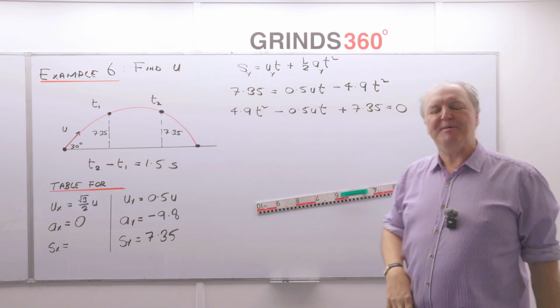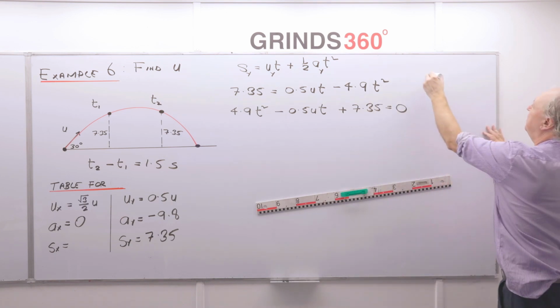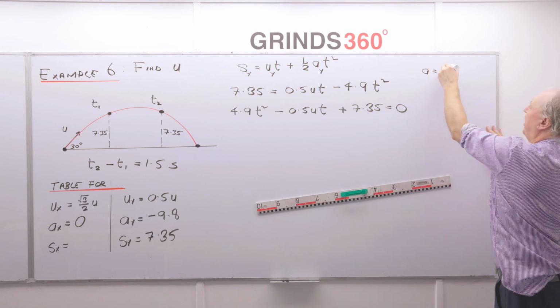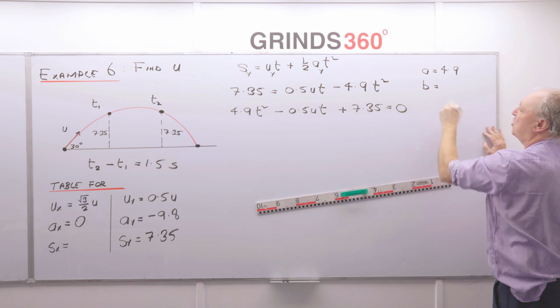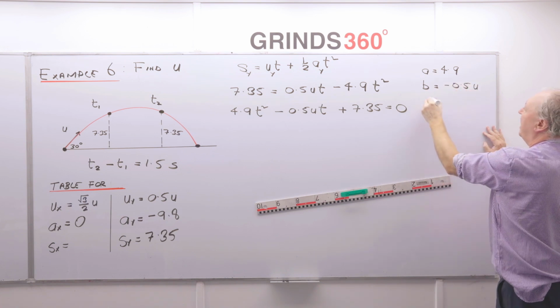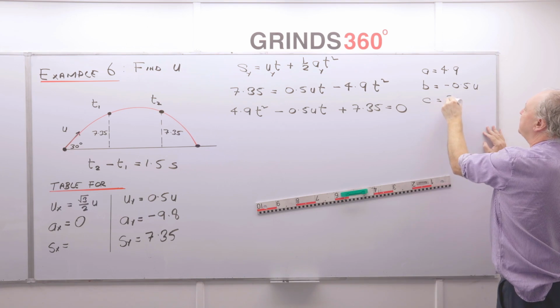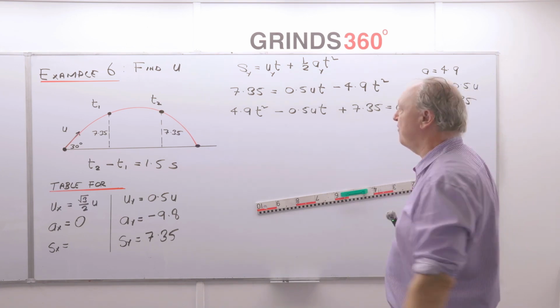So I'll do this a little bit more slowly because it's a little bit trickier because of that u. Your ABC: your A is the coefficient of t squared, which is 4.9. Your B is the coefficient of t, which is minus 0.5u. And C is your constant, which is 7.35. So now let me apply my quadratic formula.